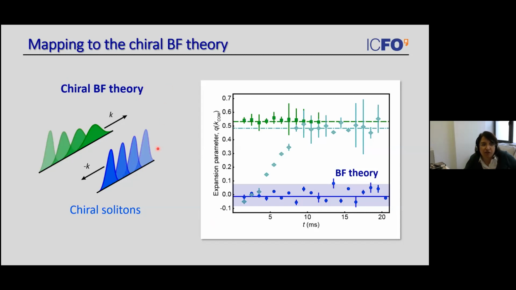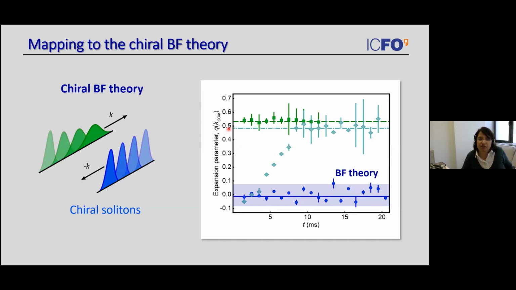Now, I told you about this chiral BF theory. When people studied it theoretically, they saw that one of the main manifestations is that there are chiral solitons for the matter field. These are self-bound wave packets that exist only when you move in one direction, not in the other. So how do we stand with respect to the predictions of the chiral BF theory? Is our experiment with the Raman-coupled BEC described by this BF theory?